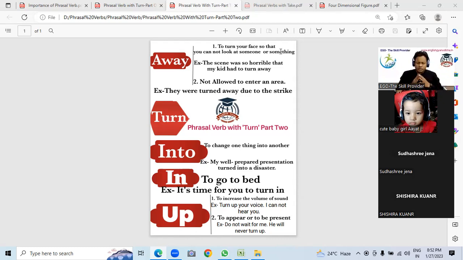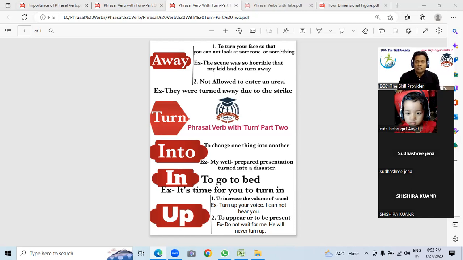Oh my God, the scene was so horrible. I had to turn away. That means no need of mentioning anything about neck, back, or anything like that. Turn your face so that you cannot look at someone or something. Suppose you are coming from the opposite side. What do I have to do? I turn so that I cannot see you, you cannot see me. I don't want to look at a face. That is called turn away. My boss was so unhappy with me that he turned away. Turn away means he doesn't want to see my face. Like that, you can say.